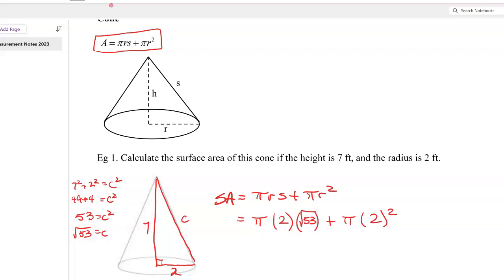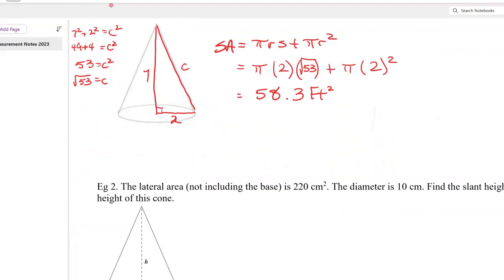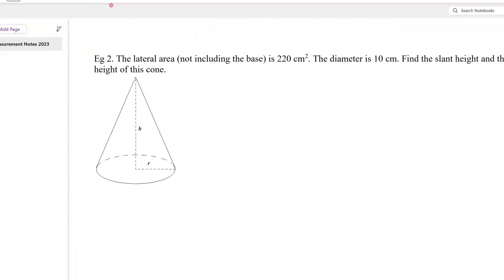Okay, so grab your calculator. We're going to go pi times 2 times the root of 53 plus pi times 4, 2 squared. So what do I get? I get 58.3 feet squared. Okay, so pretty straightforward. The surface area of a cone. All right, let's try another one.